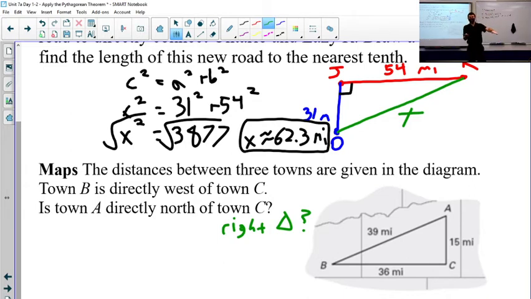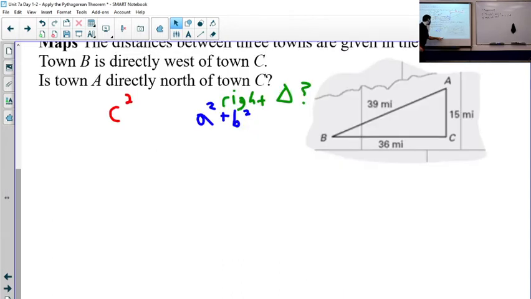We start off due west. Is it due north? In other words, is it dropping straight down, perpendicular to the town? So we're asking, is it a right triangle? Which is another way of asking, here are my three sides, does the Pythagorean theorem hold true? So we're going to compute our c squared versus our a squared plus b squared, and we're going to see if they're the same.